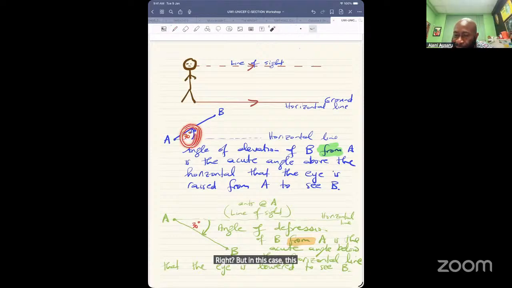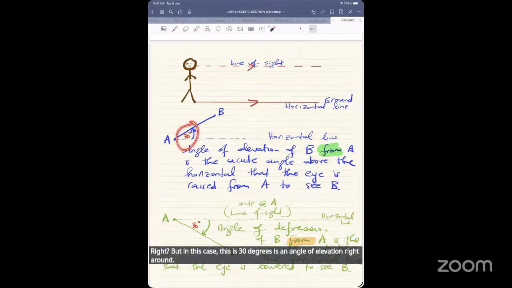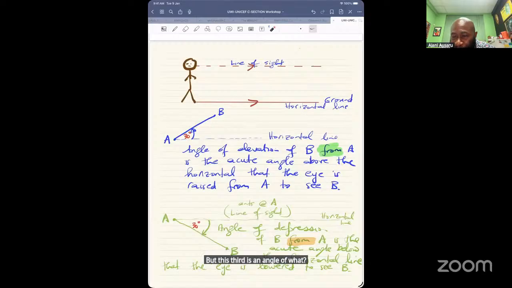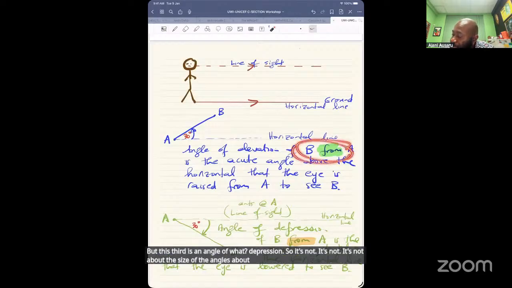But in this case, this 30 degrees is an angle of elevation, right or wrong? Correct. But this 30 degrees is an angle of what? Depression. So it's not about the size of the angle, it's about from where to where. It is your perspective. You understand?